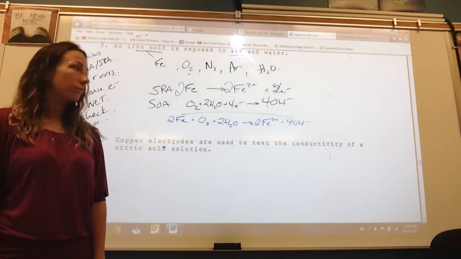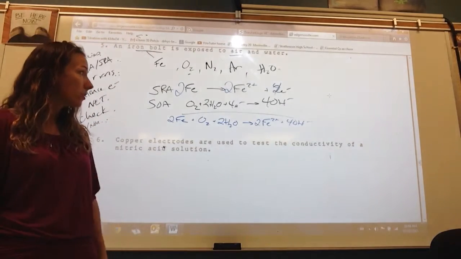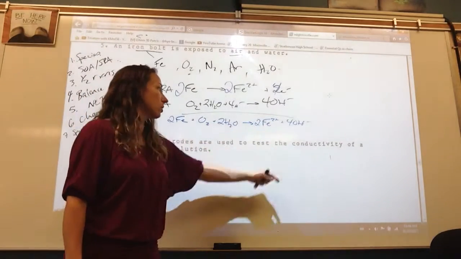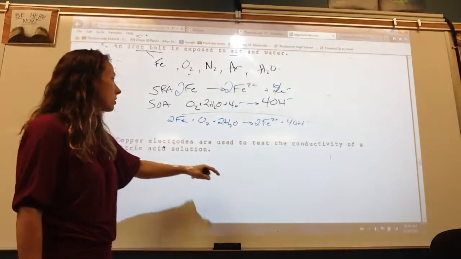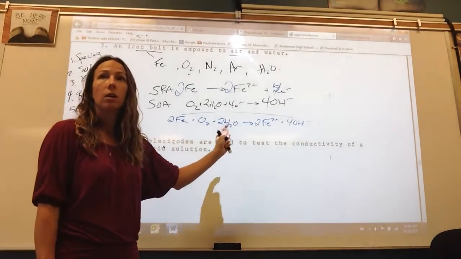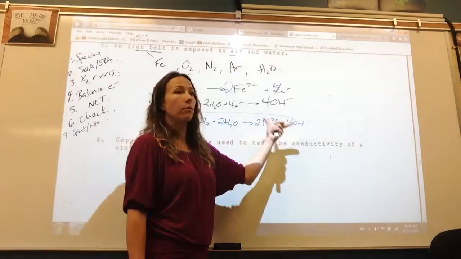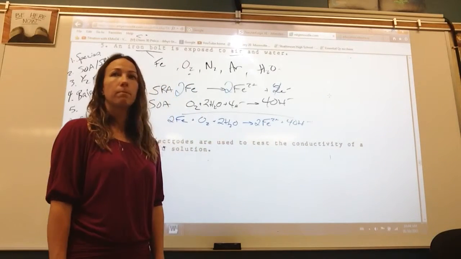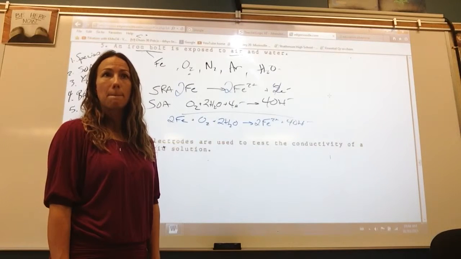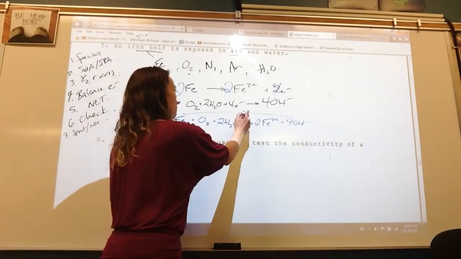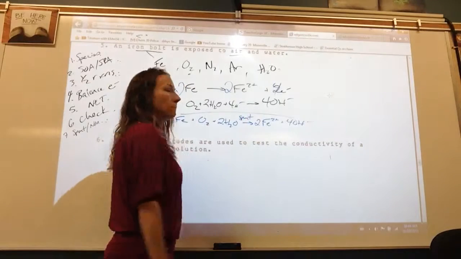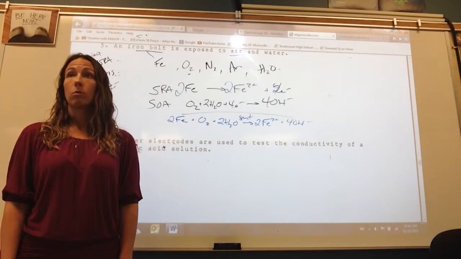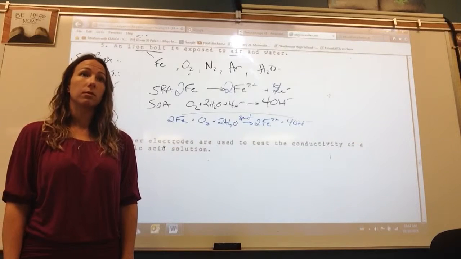Let me check. Okay, check. 2 irons, 2 irons. Yeah. 2 oxygens, so 4 oxygens, 4 oxygens, 4 hydrogens, 4 hydrogens. Neutral, neutral. 4 positive, 4 negative, neutral. Okay. And then it's spontaneous. Spontaneity, it indeed is spontaneous. It's called rust.